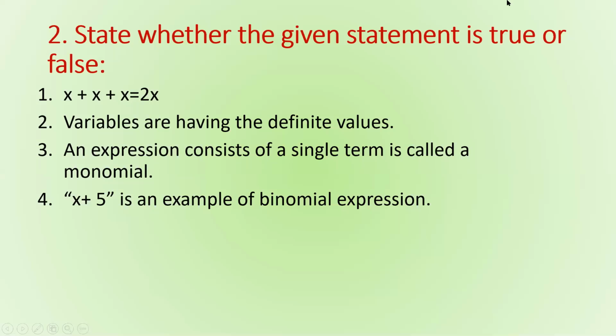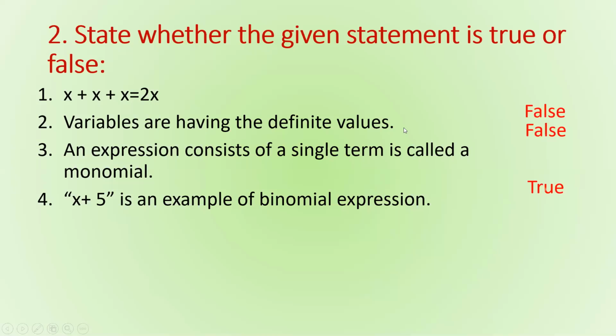Here, the question is: state whether the given statement is true or false. Here 3x are there and we have to add these 3 terms. It gives the answer 2x. Is it true or false? False. Very good. The answer of this question is false. What about number 2? The variables have definite values. Variables are having definite values? False. Very good.